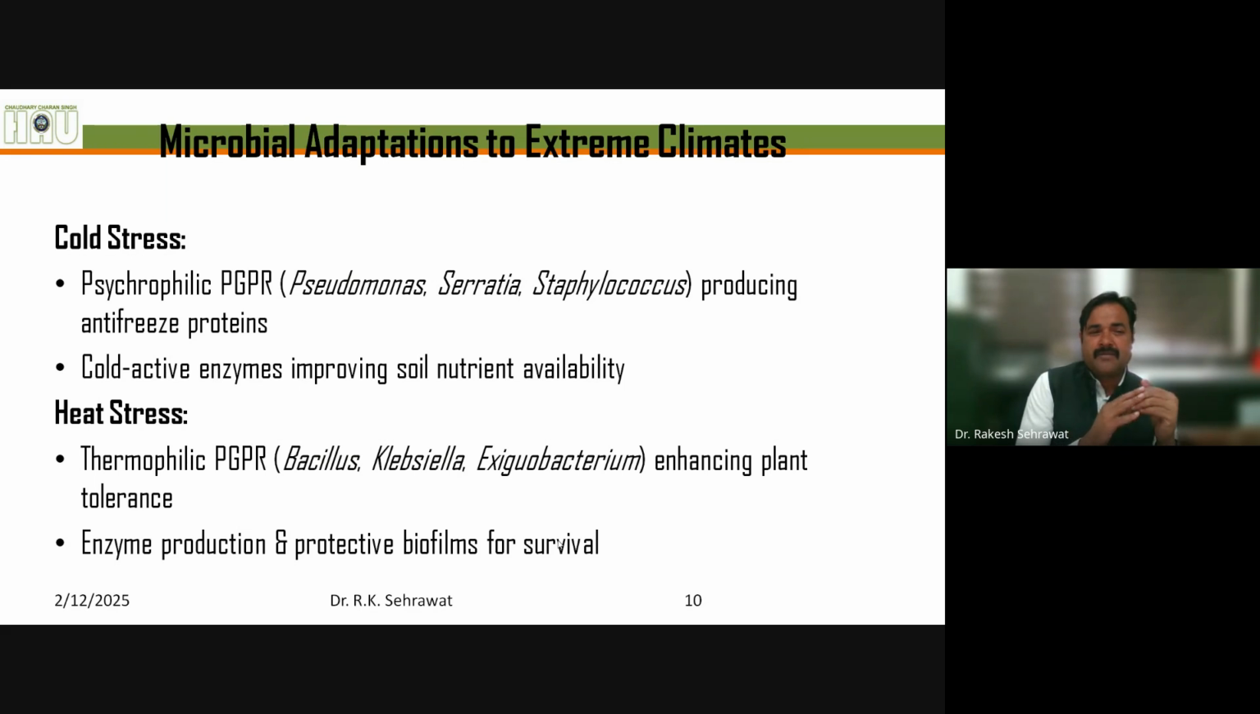They are producing some cold-active enzymes which improve the soil nutrient availability, and this increased nutrient availability is increasing the immunity of the plants as well as the plant health. If the plant is bigger, it can withstand the different cold stresses. The same applies to heat stress. A few thermophilic PGPR like Bacillus and Klebsiella enhance the plant tolerance by providing nutrients in the extreme environment. And the mechanism is again enzyme production and protective biofilms for the survival of the plants.